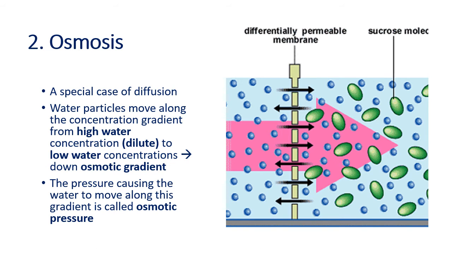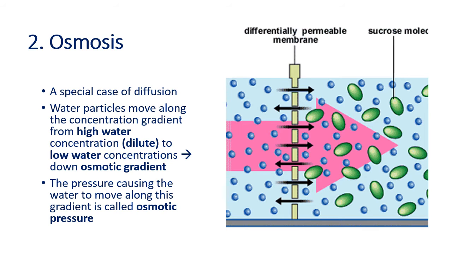Next, we have a special case of diffusion known as osmosis. In osmosis, water particles move along the concentration gradient from an area of high water concentration or dilute to an area of low water concentration. In other words, the water diffuses down the osmotic gradient. The pressure causing the water to move along this gradient is called osmotic pressure.